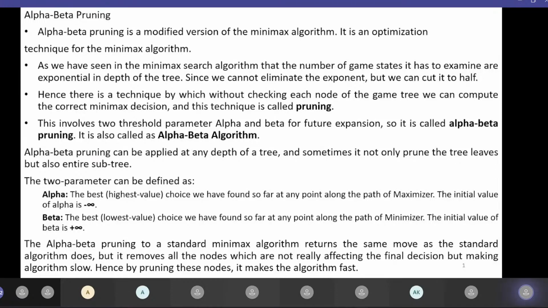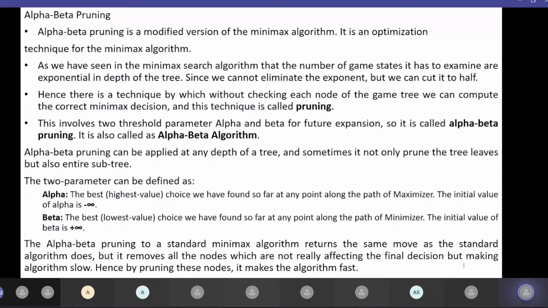Certain nodes we are not going to check here. Whatever we are not checking, that part is called pruning. We have two parameters here. Like min and max, but here we are going to say alpha and beta.